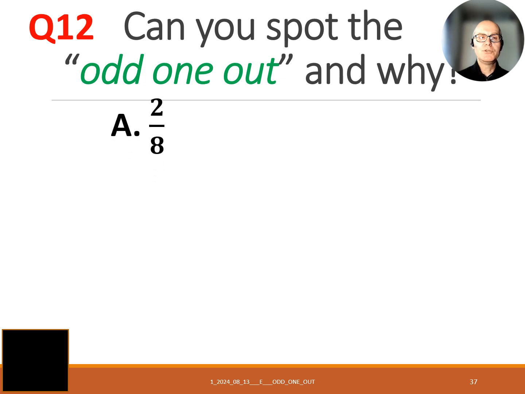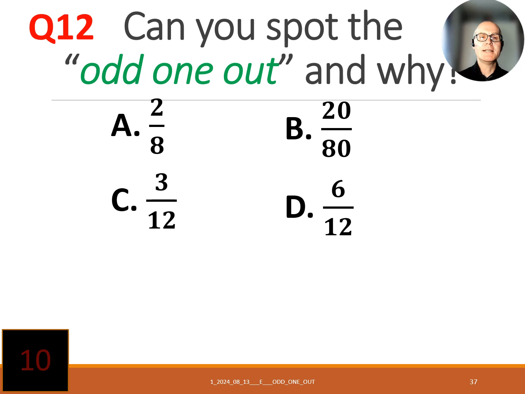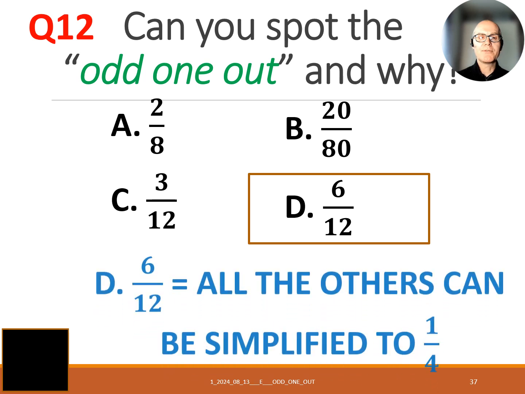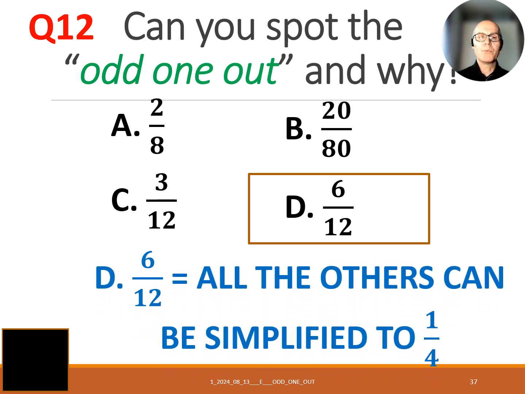Question 12. 2 eighths, 20 80ths, 3 twelfths and 6 twelfths. What was the odd one out from these 4 fractions and why? The odd one out from these 4 fractions was 6 twelfths, because all the other ones can be simplified to 1 over 4, a quarter. 6 twelfths simplifies to a half, 1 over 2.